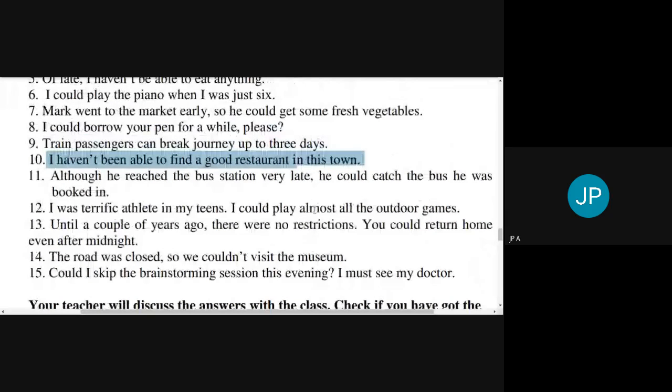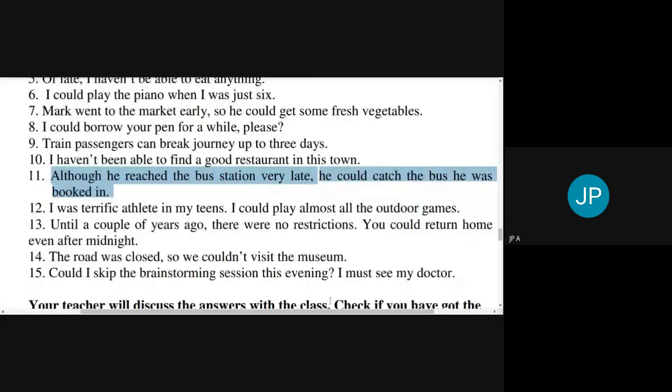Okay, the next one. Although he reached the bus station very late, he could catch the bus he was booked in. Here the usage of could is correct, because it did not happen as a result of something. It is not that he got the bus because he came late; he got the bus even though he came late. When something happens as a result of doing something, then we should use was able to. Here there is no reason to change it, because he did not get the bus because of coming late to the bus stand, but despite coming late. So the usage of could here is correct.